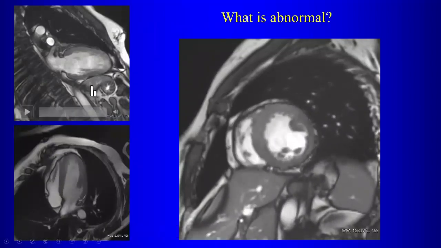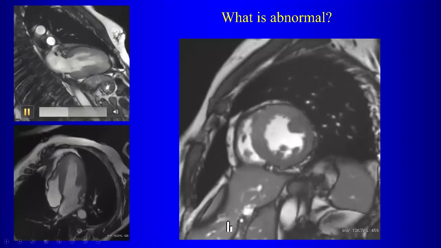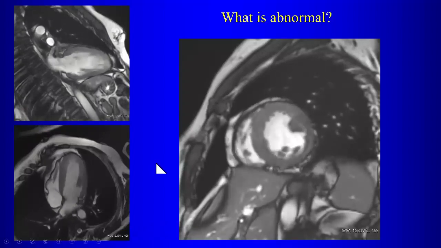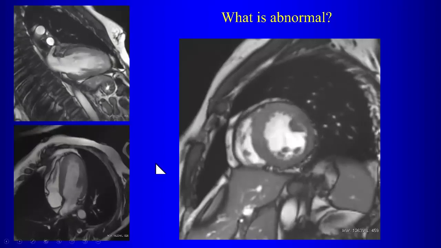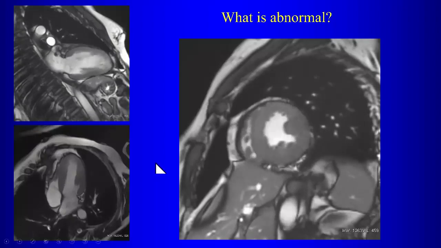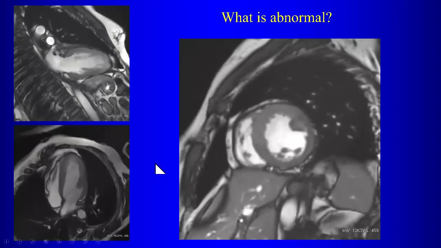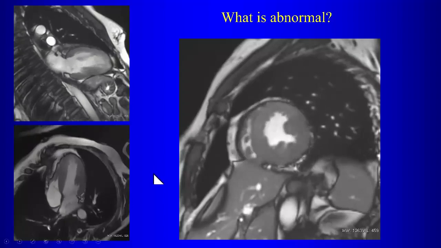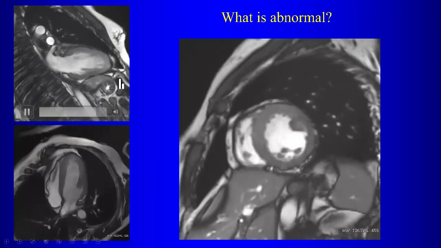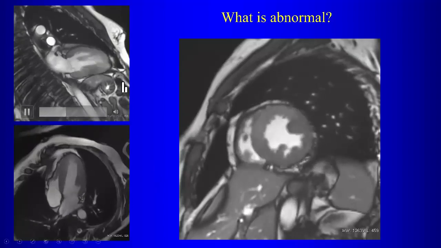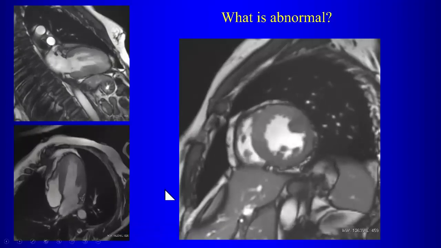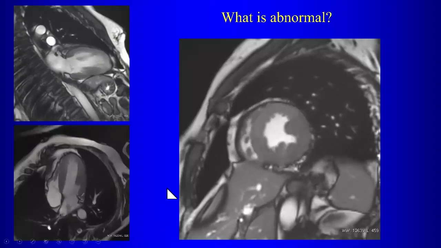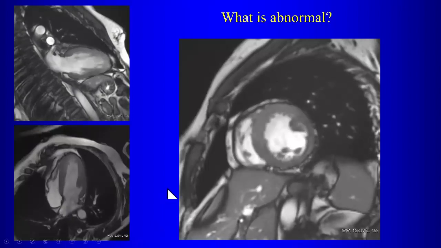what is abnormal? First of all, what kind of studies are we looking at here? What is the pulse sequence? What views? Steady state. Yeah, so we're looking at bright blood, cine imaging. These are steady state free precession. What view is this? Two chamber. And this is a short axis. What's abnormal? Wall motion. Where's the wall motion abnormal?